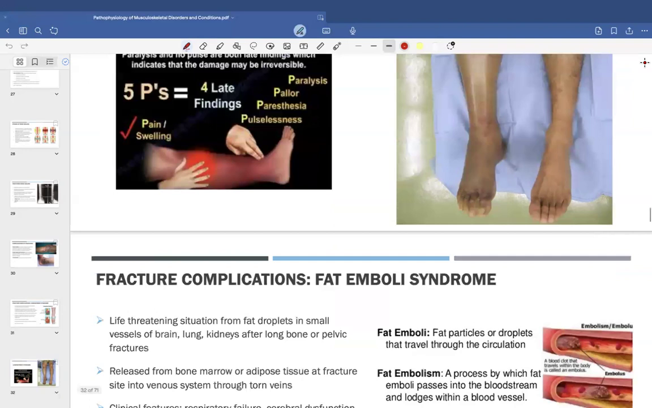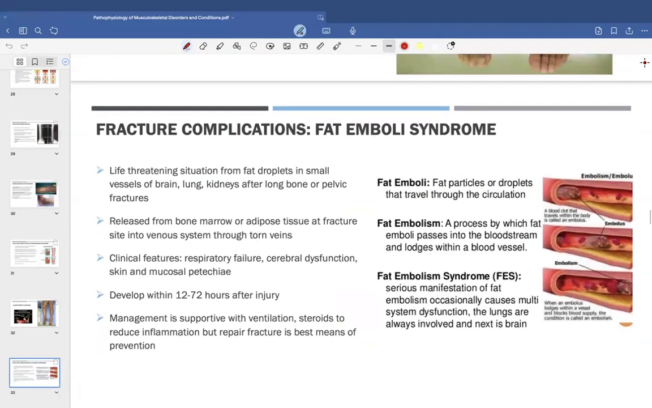These patients may end up requiring a fasciotomy. Fat emboli, mention these as well. These can be life-threatening. Realize that these fat droplets can go anywhere in the body, including the brain, the lungs, the kidneys, whatever. Usually long bone or pelvis fractures. Patients can present with signs and symptoms very similar to a stroke, but it is a fat embolus as opposed to a thromboembolus.